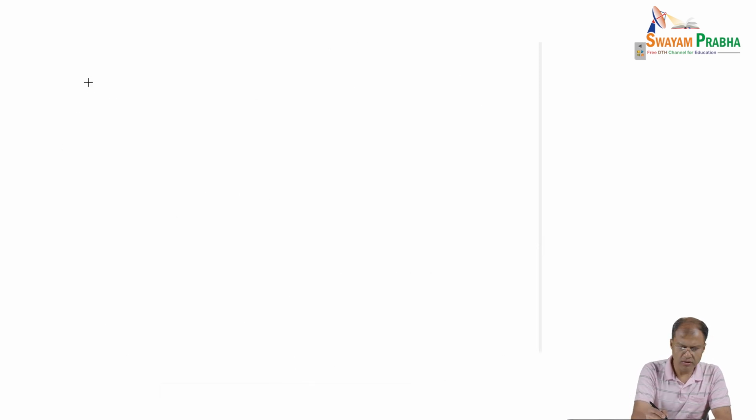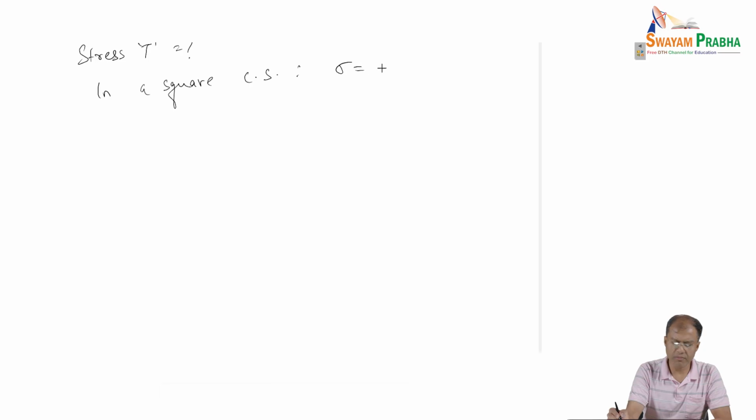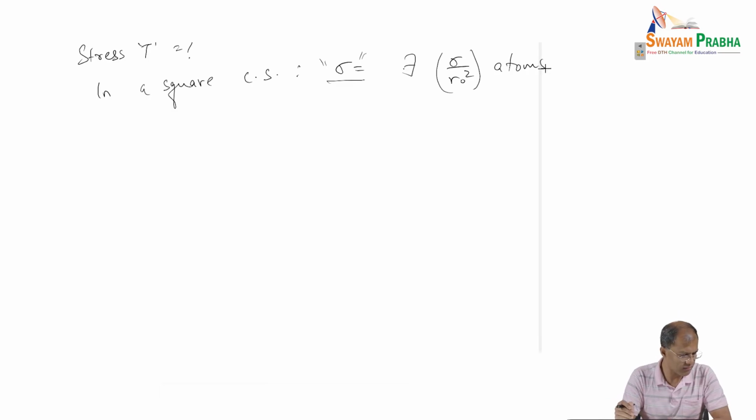So how about the stress T, which we want to find? To do that, we need to pin down the cross-sectional area of this lattice. So we can say that in a square cross-section with area sigma, there exist sigma by r naught square atoms. So there are this many atoms in the square cross-section, right?